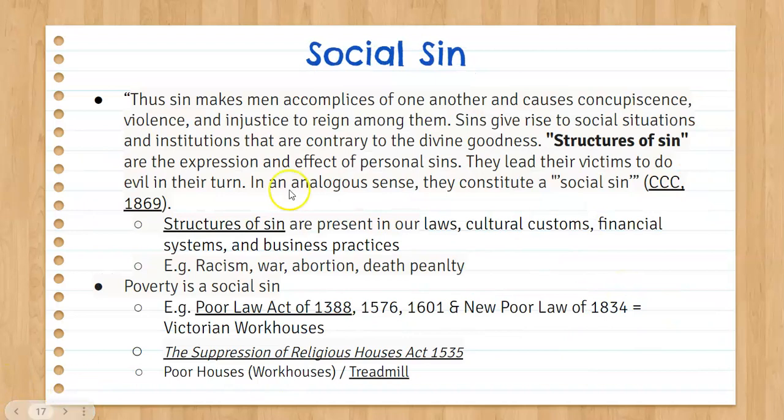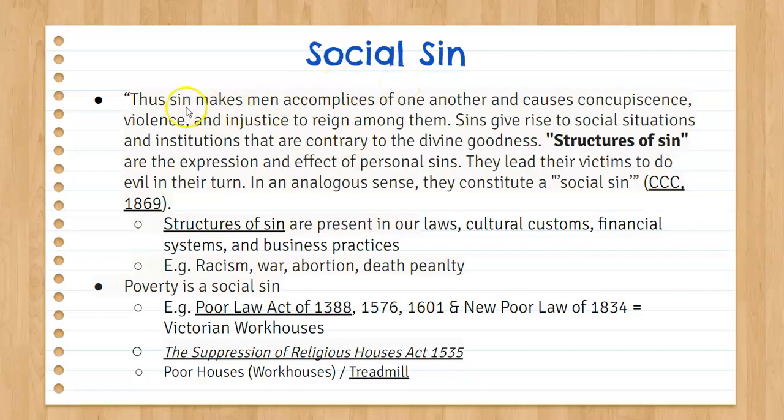So this is a term that should have come up when we went over the last lesson on sin, but I don't know why it wasn't in the PowerPoint. But it's really important for this film. It's also going to be important for second semester. So this is the concept called social sin.